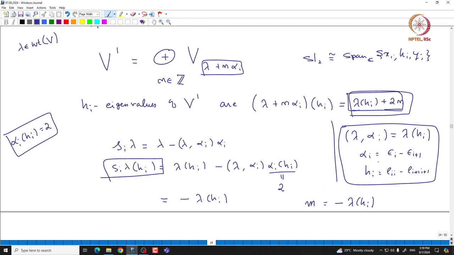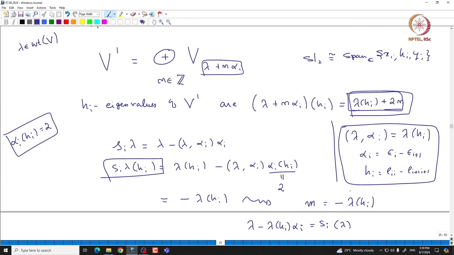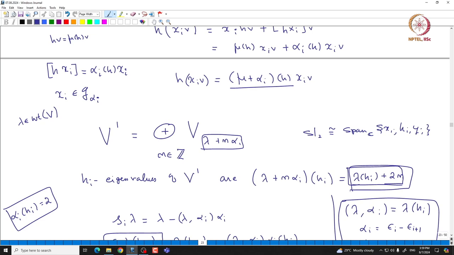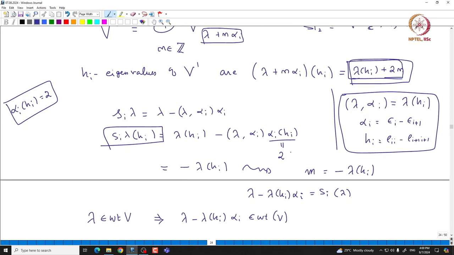So that means this weight minus lambda of H_i corresponds to the weight lambda minus lambda of H_i alpha_i, which is nothing but S_i of lambda. We already know from the SL2 theory that if k is an eigenvalue of H, then minus k also must be an eigenvalue of H. So there is a symmetry of all the eigenvalues of H. Using that, we can immediately conclude that if lambda is a weight, then lambda minus lambda of H_i alpha_i must be a weight. Indeed, we actually proved something more.